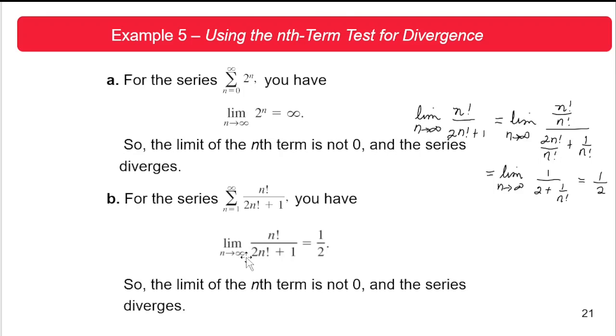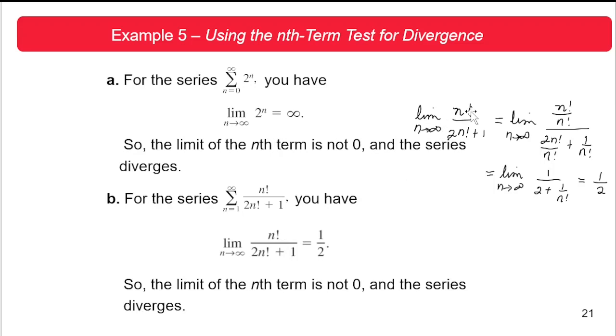Another example, suppose you're given the series summation of n factorial over 2 times n factorial plus 1. Recall that to determine whether the given series converges or diverges using the n-term test for divergence, we have to evaluate the limit of this function, n factorial over 2 times n factorial plus 1. To evaluate the limit, we divide each term of the numerator and denominator by n factorial.